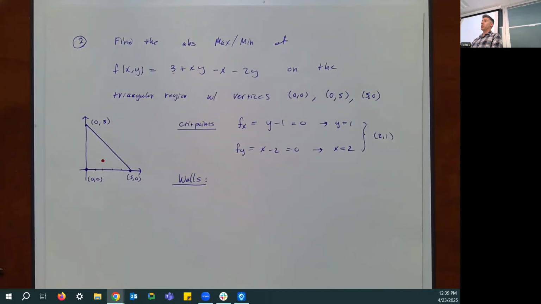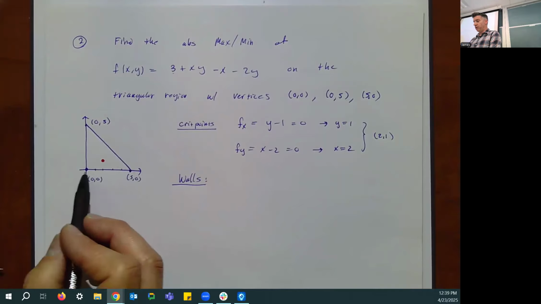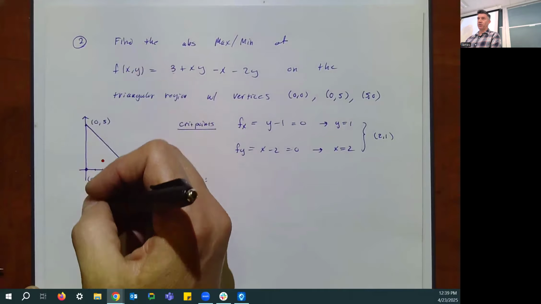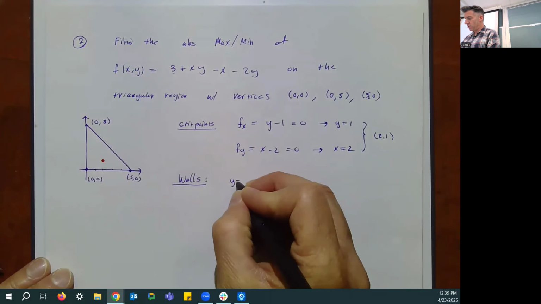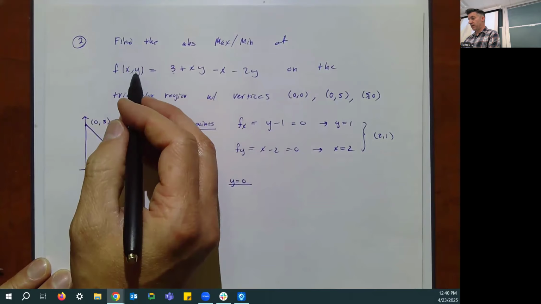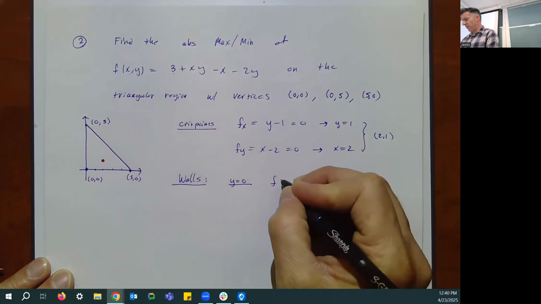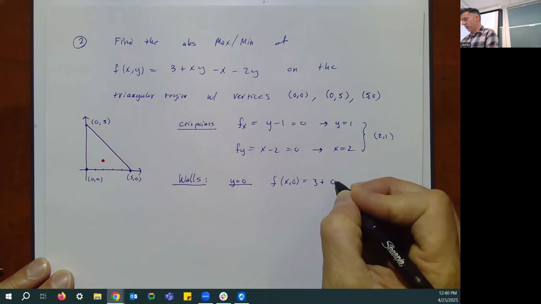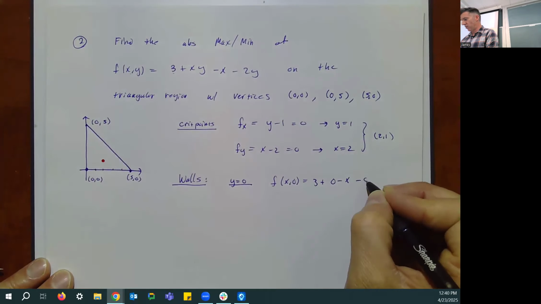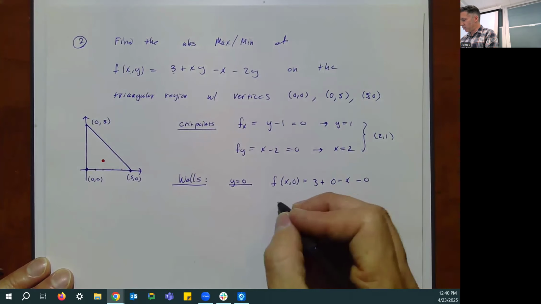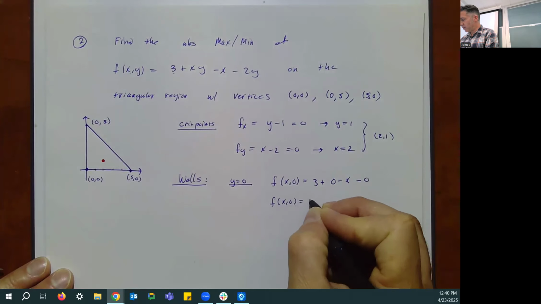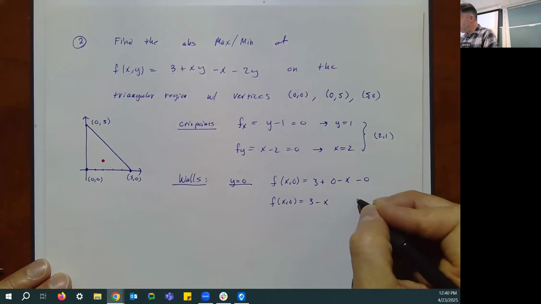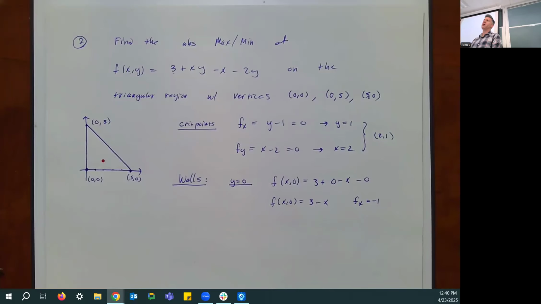Two of the walls are really easy. This bottom wall is just the equation y equals 0. This left wall is just the equation x equals 0. For y equals 0, we just replace each y with 0. So we get f of x comma 0 equal to 3 plus 0 minus x minus 0, which equals 3 minus x. If we take the derivative of that, our derivative is -1.